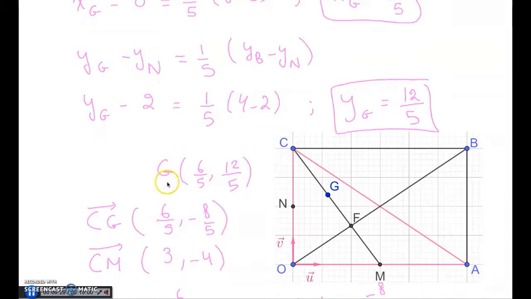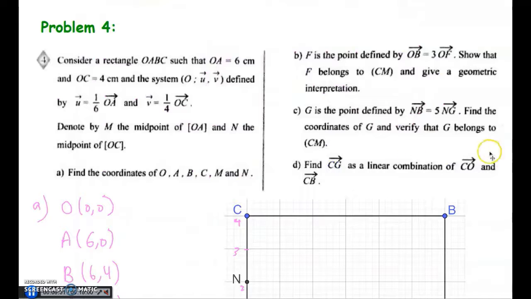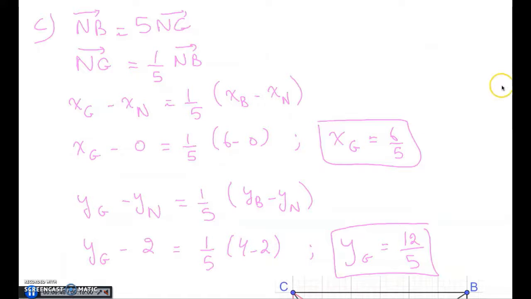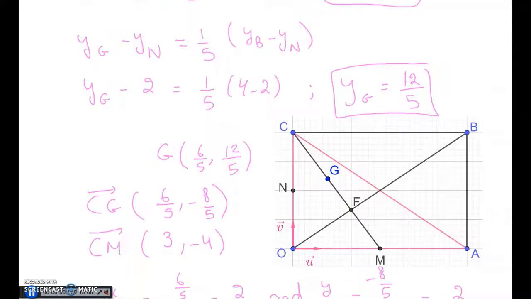Now let's go back to the second part of this question. So we found the coordinates of G. The second part is verify that G belongs to CM. To do this, we can consider any 2 vectors, for example, GM and GC, CM and CG, CM and MG, whatever. Choose 2 vectors and show that these vectors are collinear. Here I chose vectors CG and CM.